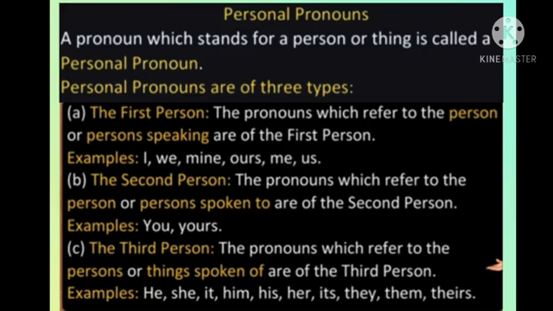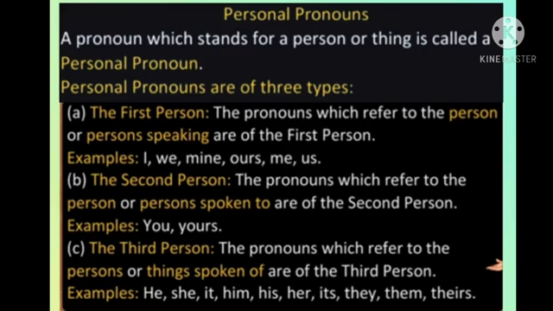That is, I have a car, we have a car. All these are coming under the first person. Then the second person means the pronouns which refer to the person or persons spoken to. They are called the second person. Like, you have a car. This is yours. So these are coming under the second person.